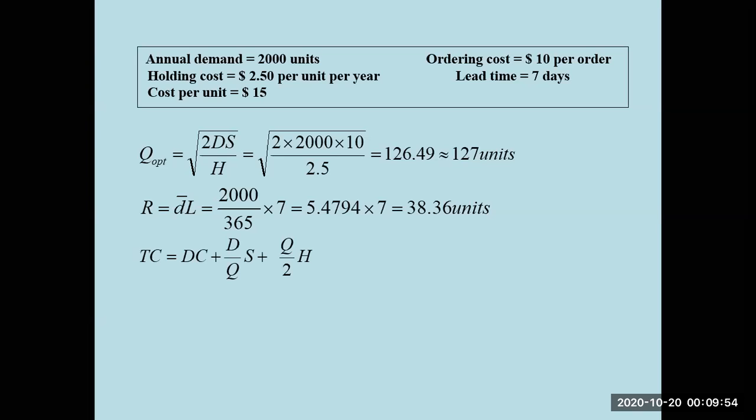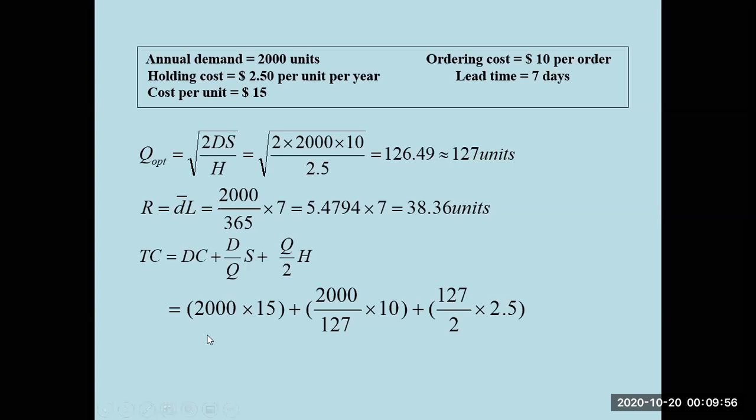Total cost: annual demand times cost per unit. So this is the annual purchasing cost. And then the order cost, how many times do we place an order? 2000 annual demand divided by order quantity times order cost.